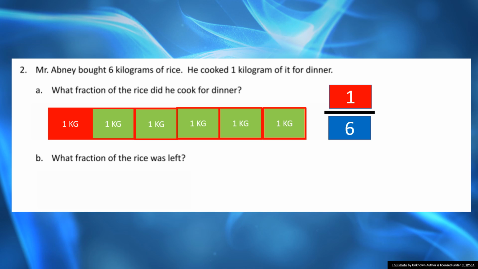So my top number, or my numerator, is going to be 5. He had 5 kilograms, my fraction bar, out of, how many did he buy? That's right, 6. So he had 5 kilograms out of the 6 total kilograms that he bought, which means the fraction of rice that was left was 5/6.